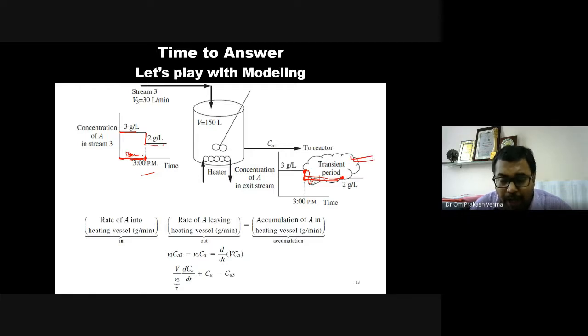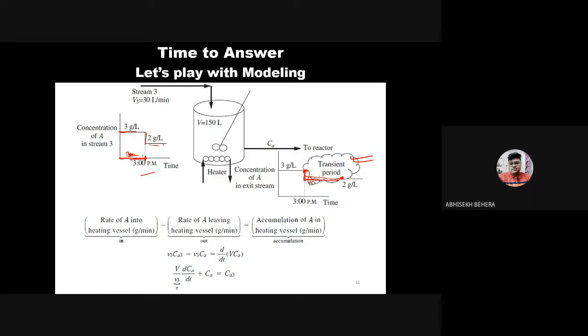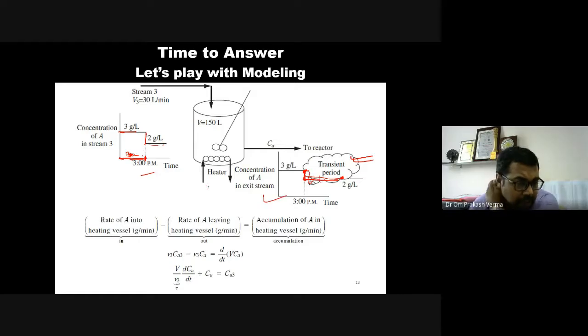So what is that transient? As a control engineer, what is your target? Your target is to reduce this transient or to remove this transient? Yes or no? Yes, sir. Now we see what happens here. For the transient purpose, when we say the transient word, it means we are now writing the d by dt term. D by dt means we are now changing, accumulation term will always be there, right?